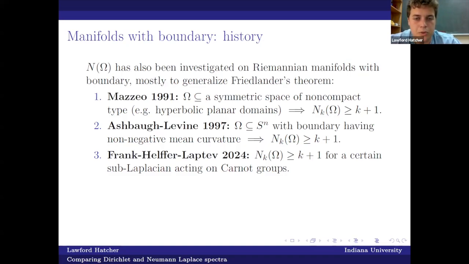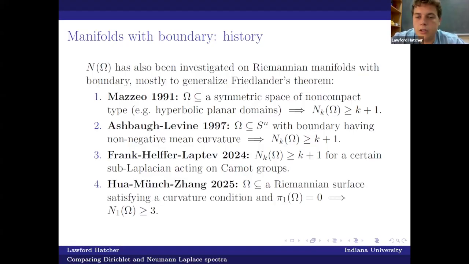So for those who don't know about Carnot groups, these are Lie groups whose corresponding Lie algebra has a distinguished generating subspace that generates it in a particularly nice way. And it's a strict subspace. So by translating the Lie algebra around the Lie group, this basically gives us a smaller dimensional space of every tangent space that the Laplacian acts on. So this particular sub-Laplacian is acting in the directions of this generating subspace of the Lie algebra. And they managed to show Friedlander's theorem for these sub-Laplacians acting on these Lie groups.